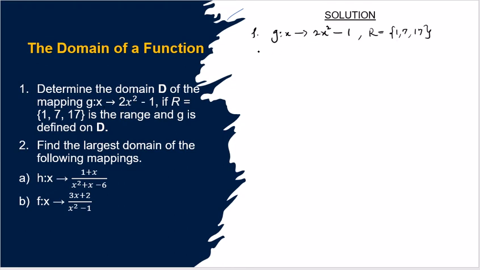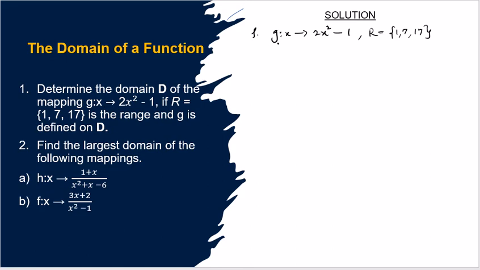Now, remember that the range of a function is the collection of all the images of elements found in the domain. So what that simply means is that there are some elements in this domain of g(x) that have the respective images 1, 7, and 17. That is what we want to look for, those elements having these images. And these elements are found in the domain D.